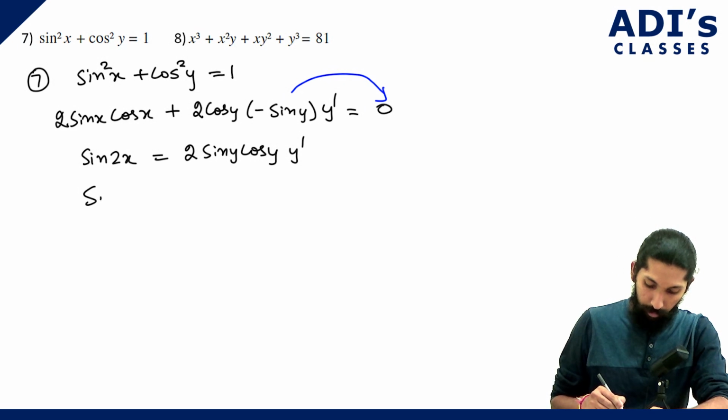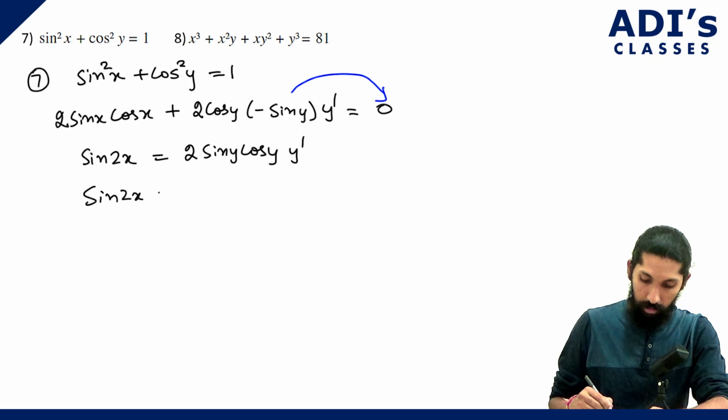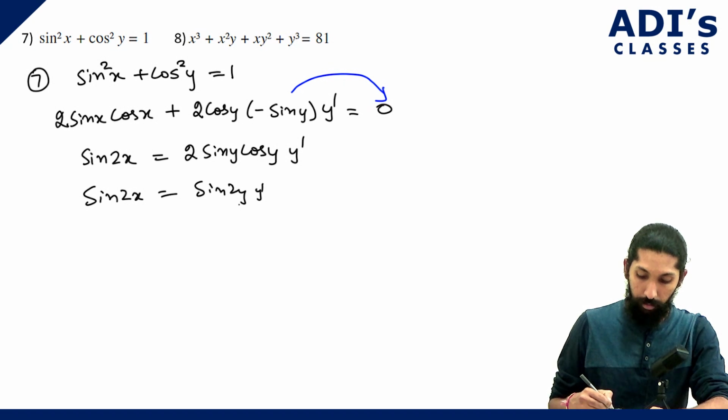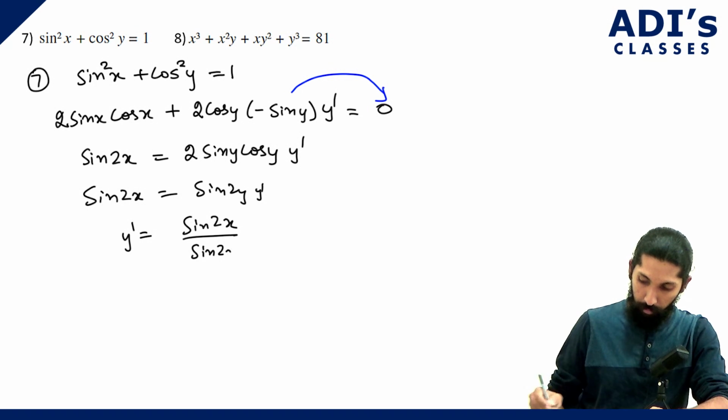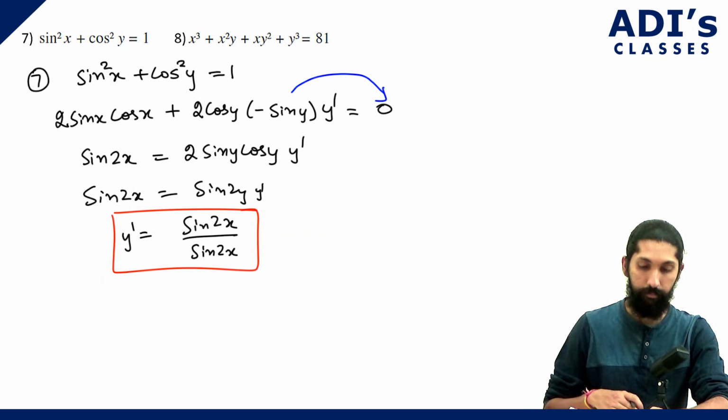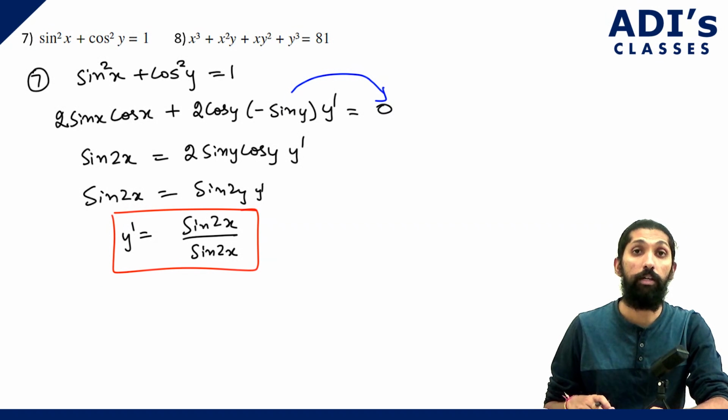Now what do you have? Sine 2x equals sine 2y into y dash. 2 sine y cos y is sine 2y, correct? So what is y dash? Sine 2x divided by sine 2y. So this is going to give us the answer for the 7th question. All right. Now let's do the last one.